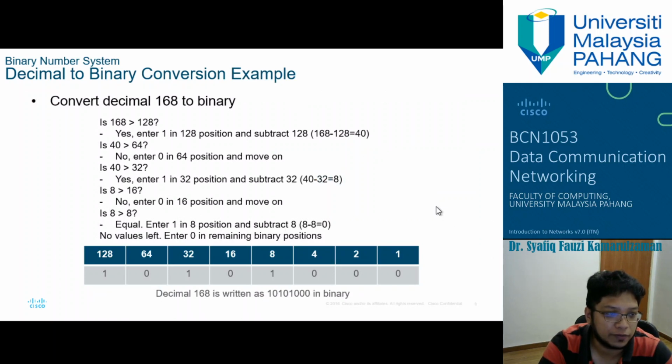So as I showed before, if you have 168, is it bigger than 128? Yes, put 1. Is 40 bigger than 64? No, so enter 0 for 64. Is 40 bigger than 32? Yes, so put 1 at 32, and the remainder is 8. Is 8 bigger than 16? No, put 0 at 16. Then 8 against 8 is equal, so put 1 here, and the remainder is 0. So it's not as difficult as you thought.